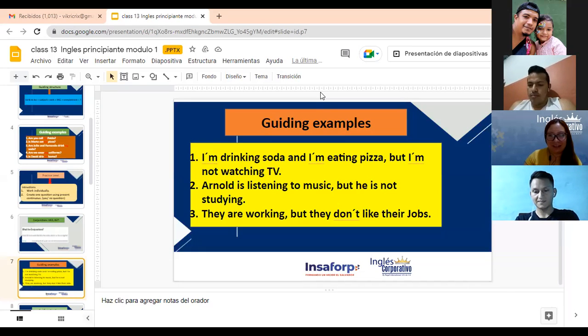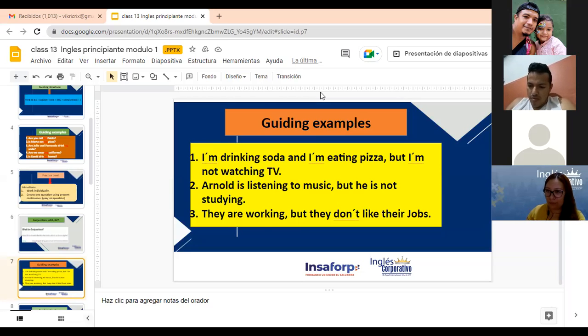Siguiente oración, Ronald. I want to learn English and fast. Very good. Así como yo, I want to lose weight and fast. Very good, Ronald. Muy bien. Jason, say your sentences, please.